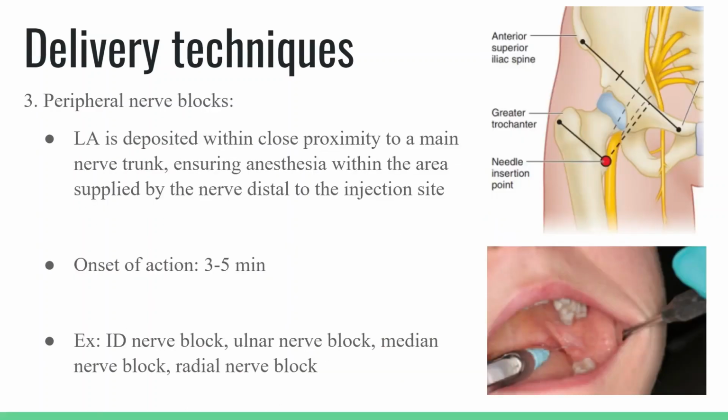So the third delivery technique is called a peripheral nerve block. ومن اسمها nerve block means that we're actually blocking or anesthetizing a total main nerve trunk. احنا بنركز هسه على عصب رئيسي وبنعمل له تخدير. So here the local anesthetic is deposited within close proximity to a main nerve trunk, ensuring anesthesia within the area supplied by the nerve distal to the injection site. تمام؟ So in essence we are dropping, احنا عم نعمل تنقيط أو تقطير للlocal anesthetic around the main nerve trunk.